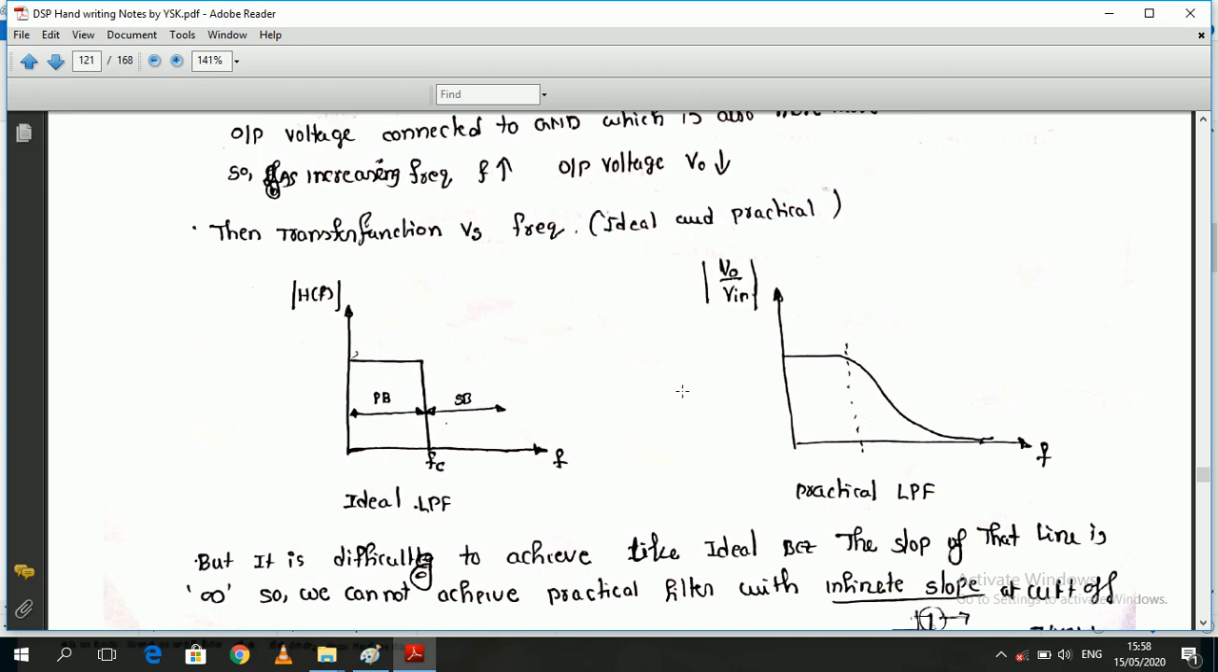You know very well, in society there is no person with ideal characteristics, because every person has some faults and negative shades. As here, also in the practical low pass filter, there is no chance to get ideal characteristics. So unfortunately, in practice we are getting a graph like this only.